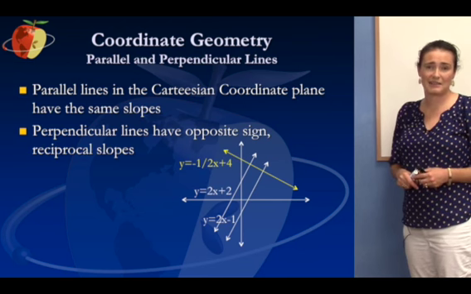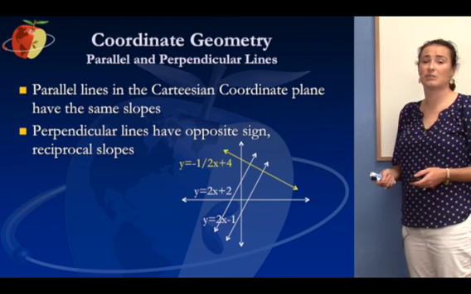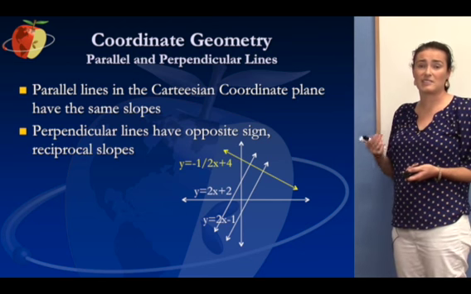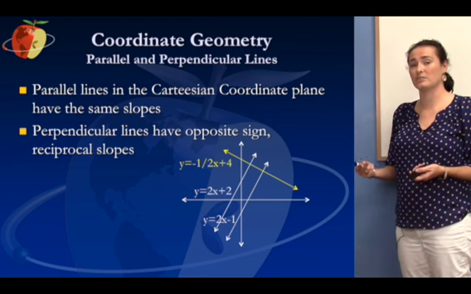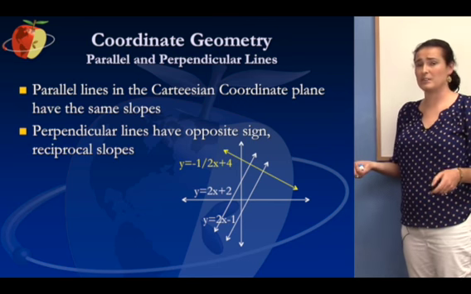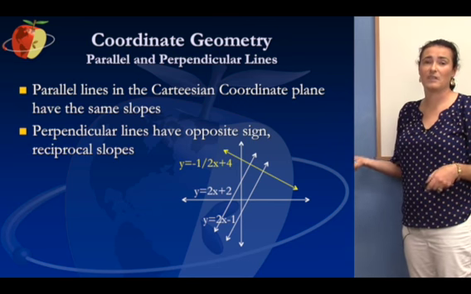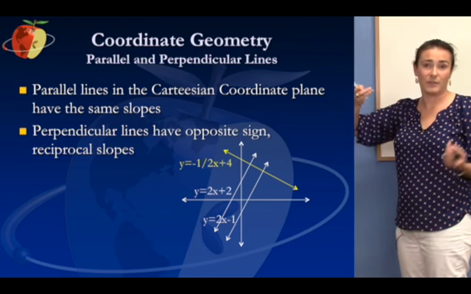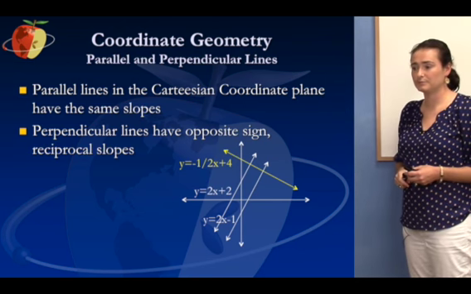Again, parallel lines have the exact same slope. Perpendicular lines have opposite sign reciprocal slopes. You could also think about how the slopes of perpendicular lines will multiply to -1. Like for example, if I say 2/3, the perpendicular slope would be negative 3/2. Change the positive to negative and flip the fraction. We call that the reciprocal.